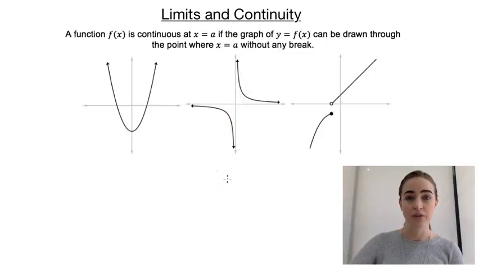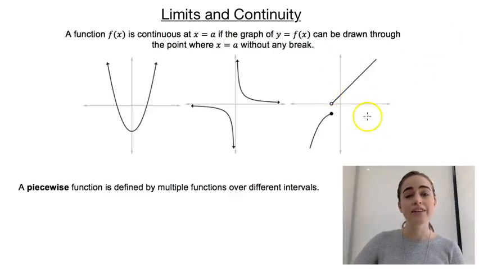There's a discontinuity. So similarly with this one, we've got two sections of our graph. So we do have to lift our pen off the paper to draw it, so it isn't continuous everywhere. And the point where that discontinuity is at this point here. So we don't have values on our graph, but it might be like x equals -1 is a discontinuity. So this third graph here is an example of what's called a piecewise function.